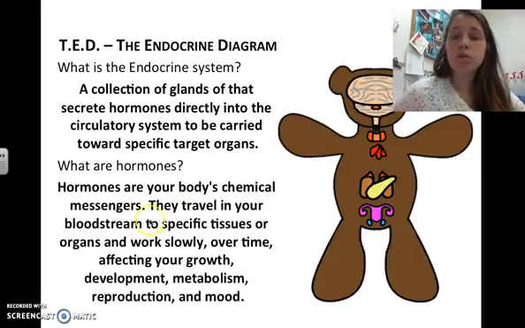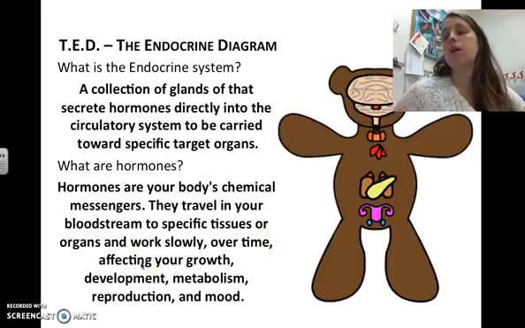So what are hormones? Hormones are your body's chemical messengers. They travel in your bloodstream to specific tissues or organs and work slowly over time, affecting your growth, your development, your metabolism, whether or not you can reproduce, and your mood.